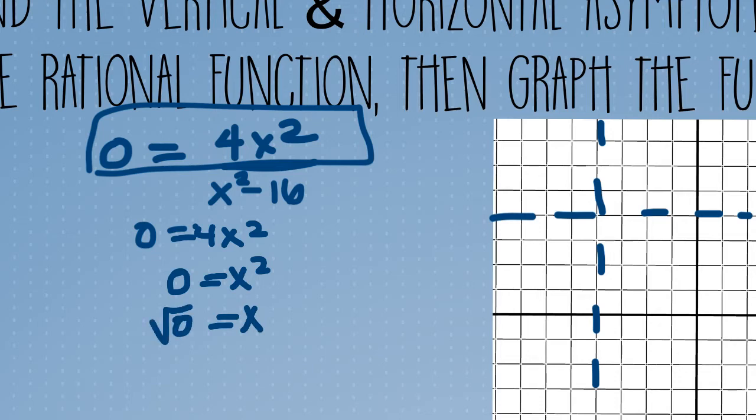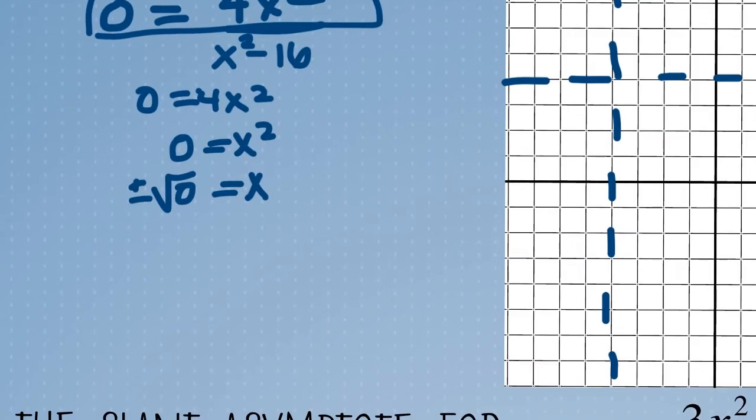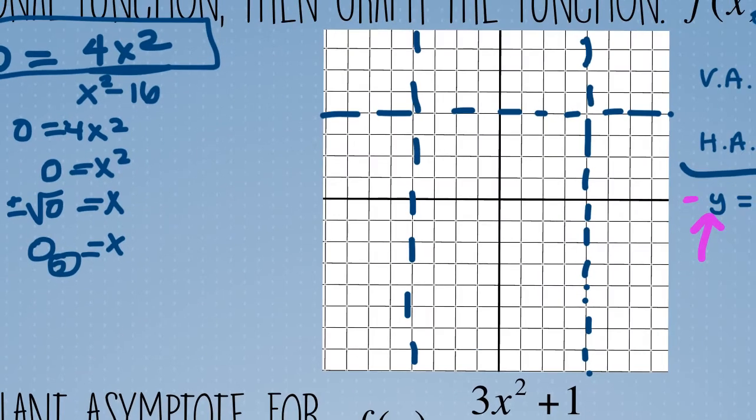What does this tell you about this 0? Multiplicity of 2, which means it's going to bounce. So I have this point now, and it should bounce, which confirms my symmetry.